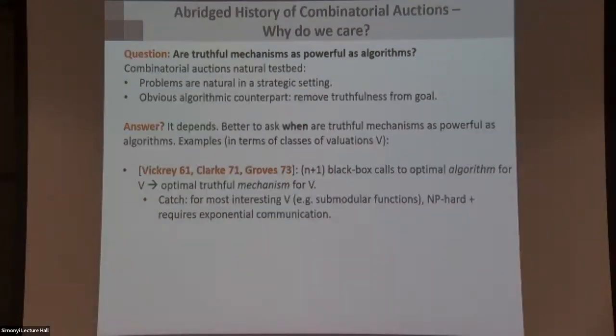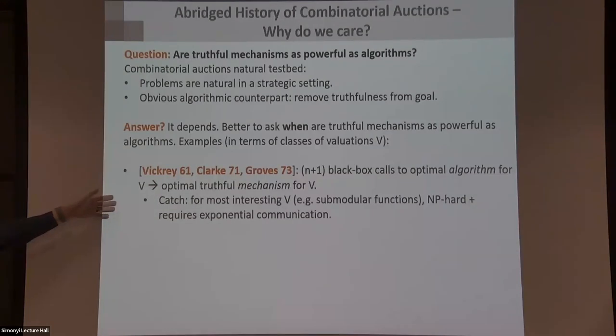The catch is that you basically can never do this in polytime or poly-communication for any interesting class of valuations. It's basically known at this point. There's this class of valuations called gross substitutes, which is a mouthful to define. If there's interest, I can define it, but it's not super intuitive. That's the limit of where this works.